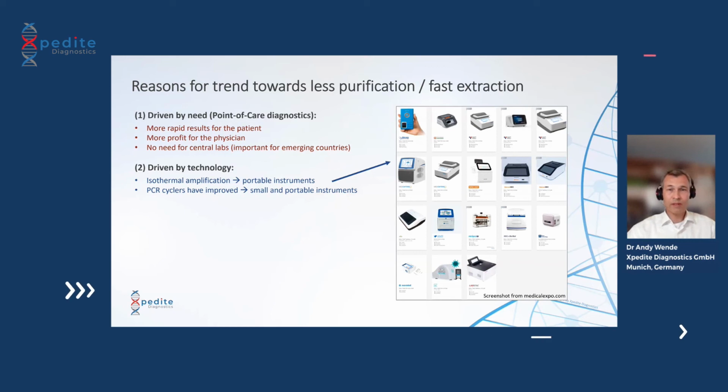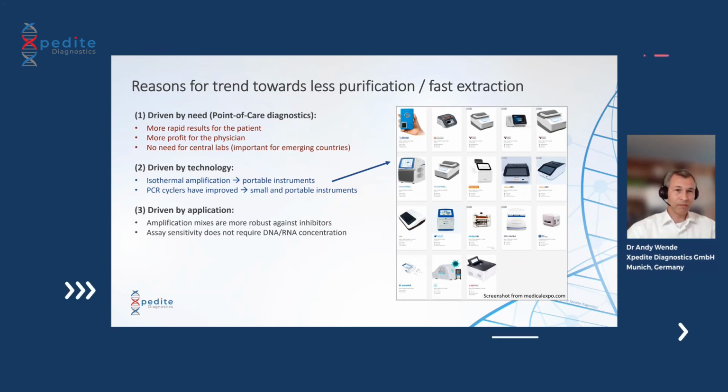And the third driver is the application itself. If you look at the development of PCR master mixes, you see that the vendors advertise more and more that their master mixes are resistant against certain inhibitors, like blood stains and stuff. So that means the amplification chemistry is nowadays much more robust, whether simple PCR or real-time PCR assay, than it was 20 years ago.